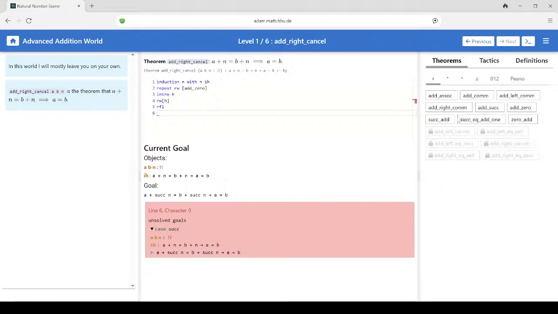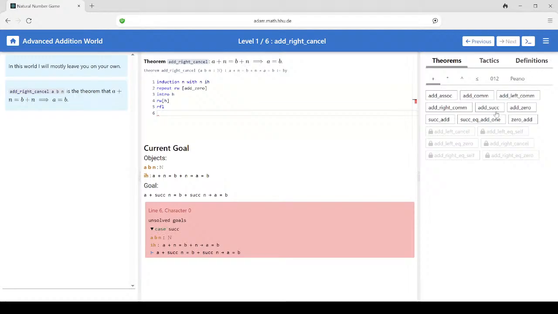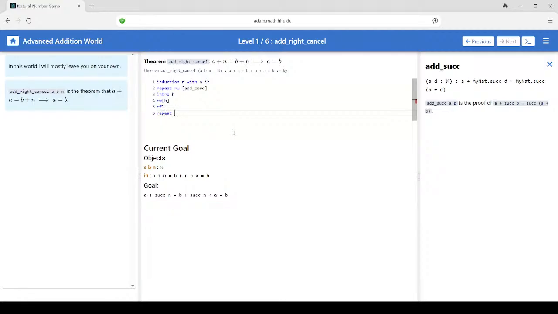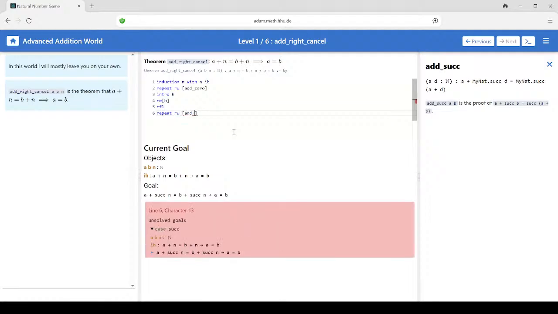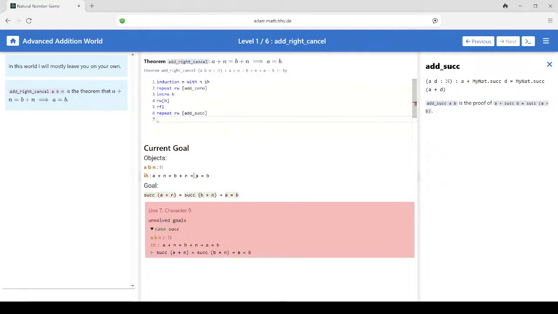We can use, let's see, where is it? Add successor. Yeah, add successor. I think we can just repeat, rewrite, add successor, and that turns these into these. And we get A plus N equals the successor of B plus N.